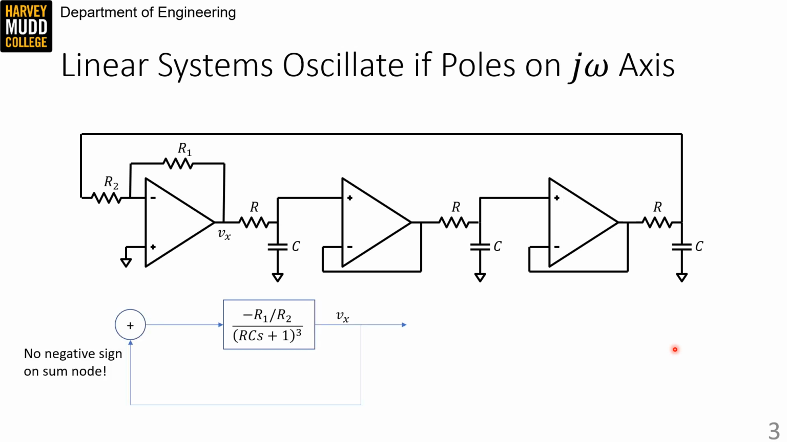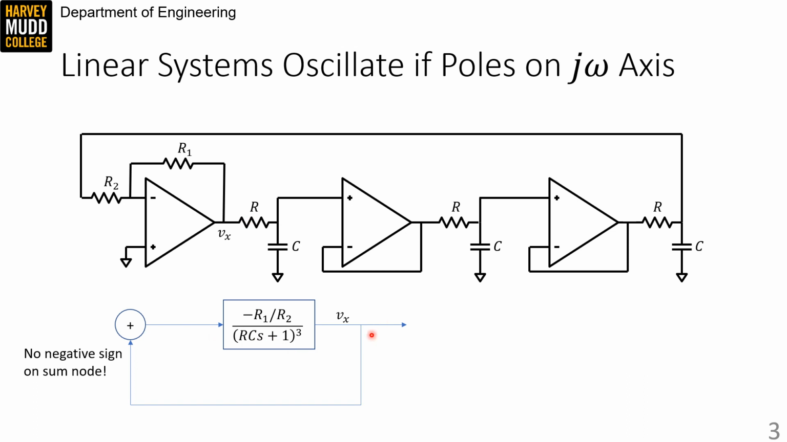Getting to that answer relies on a bit of analysis, and we'll kick that off with this block diagram. We found the loop gain that lives in this block by multiplying the gain of each op-amp. So 1 for the two unity gain op-amps, and minus R1 over R2 for this inverting op-amp. And then also multiplying the transfer function of each of these RC dividers. And that's going to wind up with 1 over RCS plus 1, and there's 3 of them, so it's cubed.